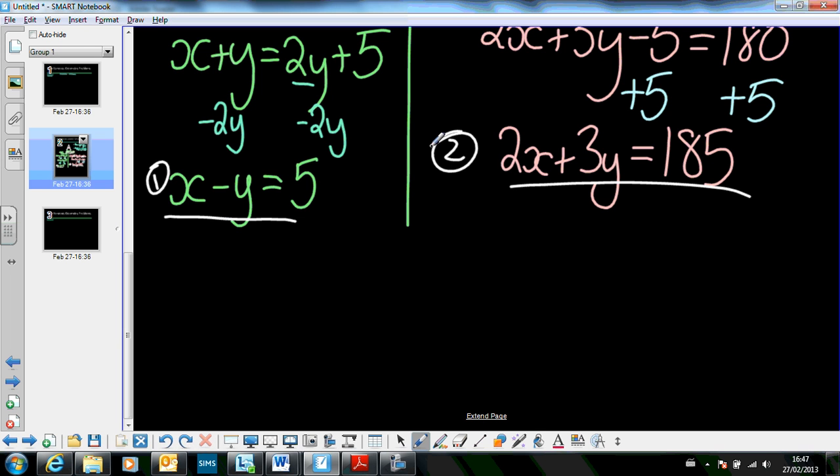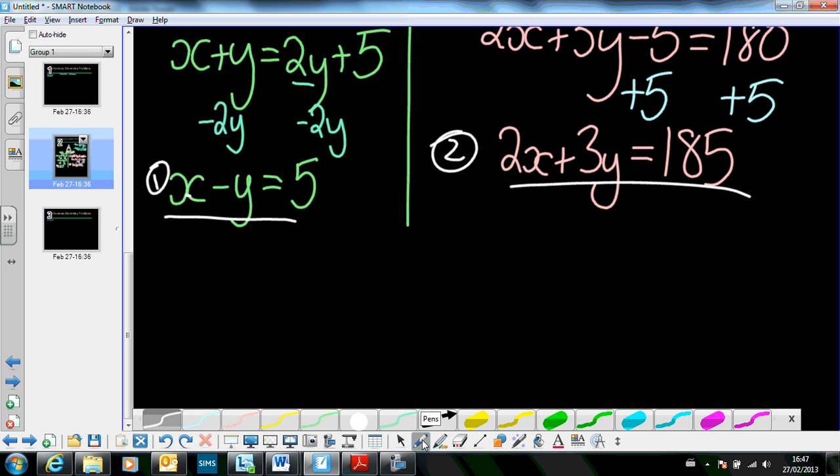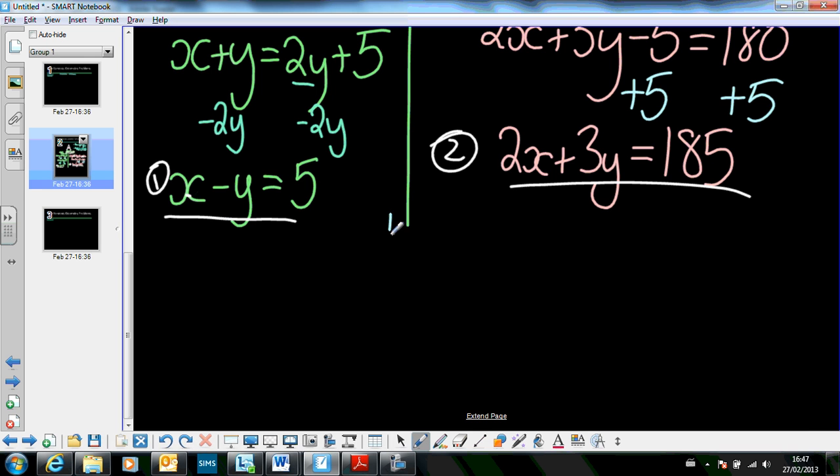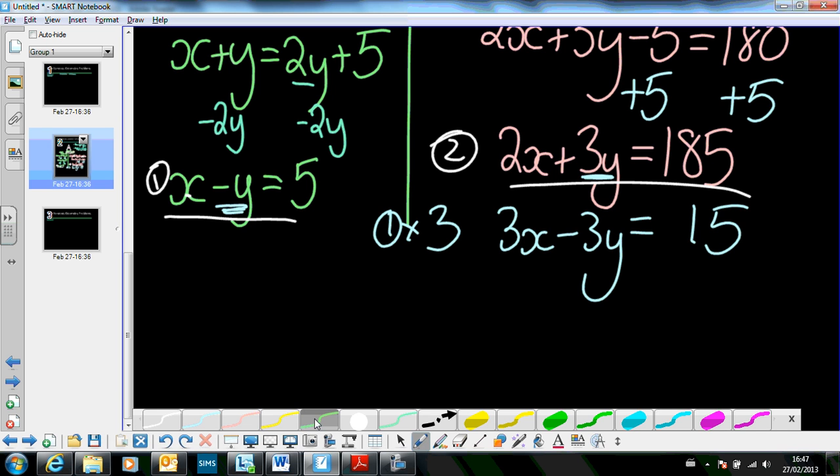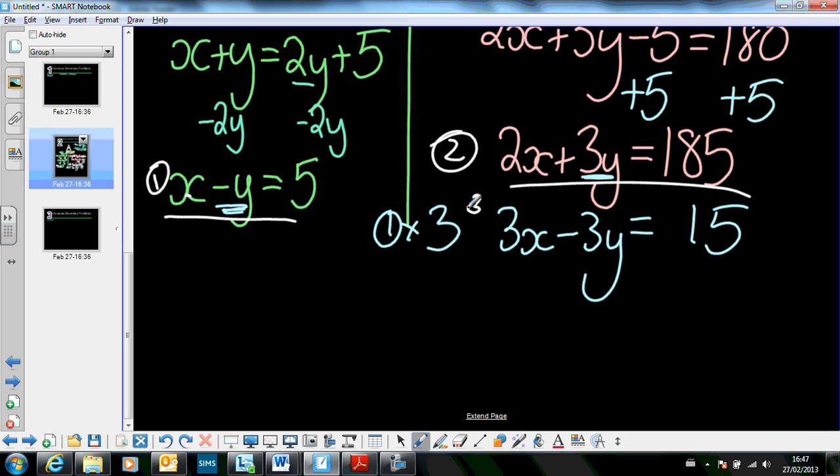So let's say I've got 1x here and minus 1y, so I'm going to multiply the first equation by 3 so that the number of y's here and the number of y's here is the same. So if I multiply the first equation by 3, I get 3x minus 3y is equal to 15. And then we'll call that equation 3.